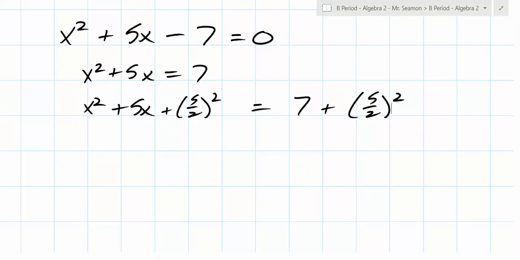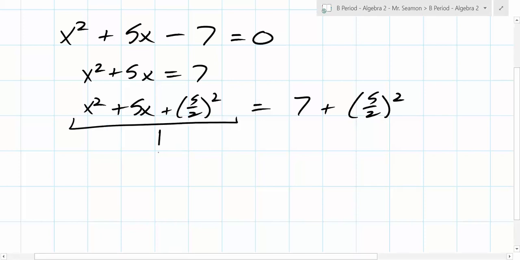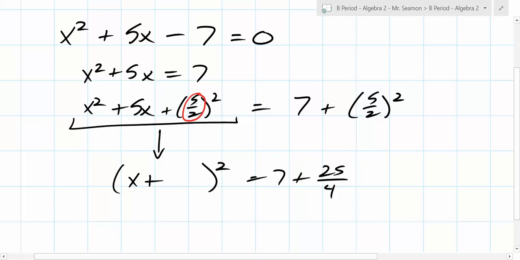Now, theoretically, could I add pi to both sides? Sure. Is that going to help us? Not really. We added this number because it creates a square for us on the left. Does anybody remember what it creates here? x plus something squared. It's right there in front of you, actually. It's just plus 5 over 2, like that.